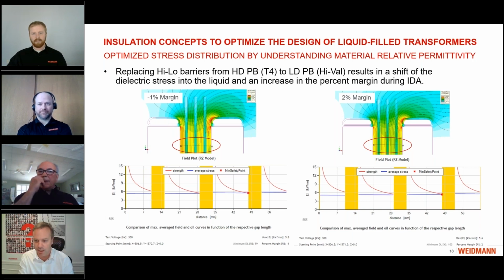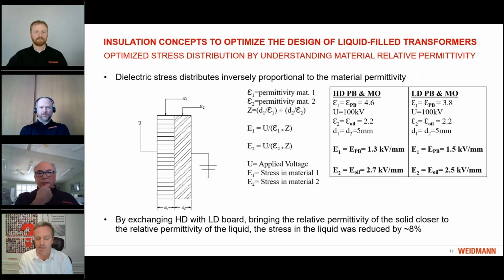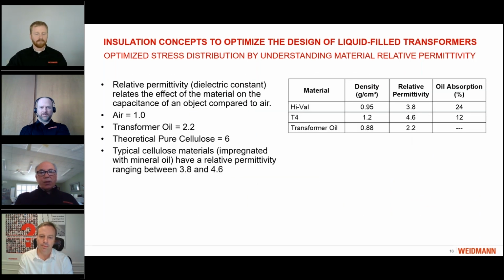Yes, if I can just add one thing. If you go to the slide before that, please. So we look at the property of the transformer oil. This is mineral oil. We see a relative permittivity of 2.2. For an ester, say a natural ester fluid, that relative permittivity is 3.1.